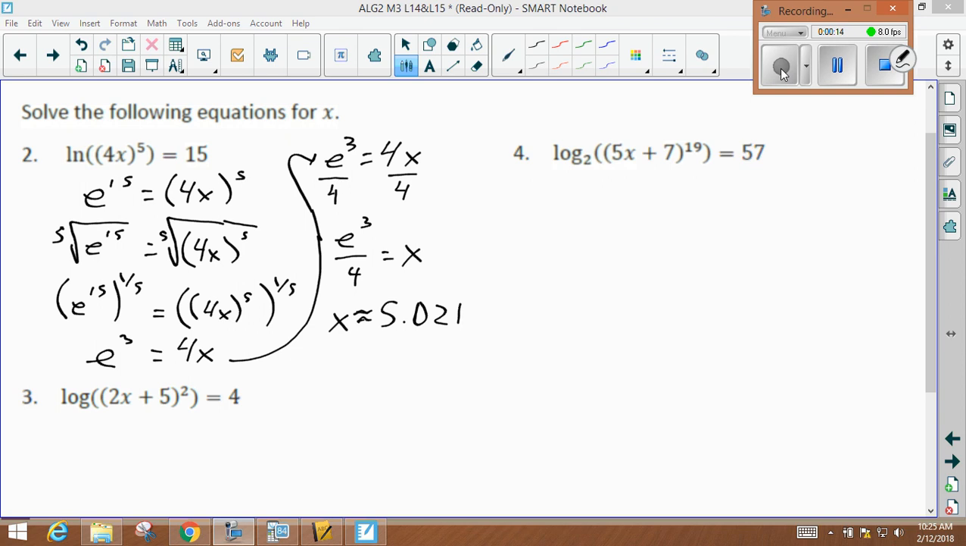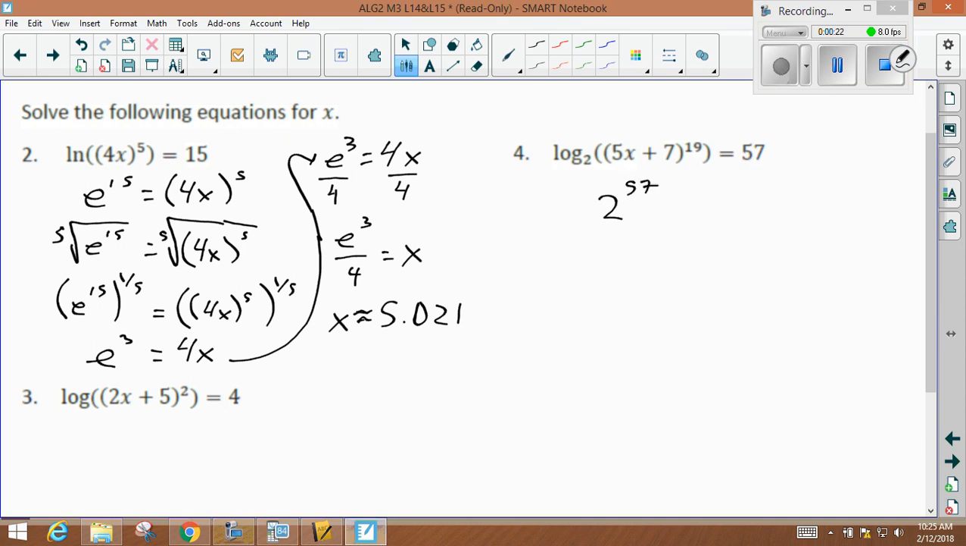All right, so I've got one logarithm here, so I need to write that as an exponential equation. So that becomes 2 to the 57th power is equal to 5x plus 7 to the 19th power, and that's awful, right? Because 5x plus 7 to the 19th power is 5x plus 7 times 5x plus 7, over and over. There's a lot of them. I don't want to deal with that.